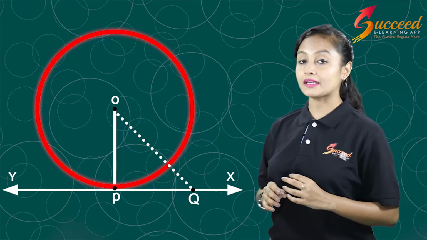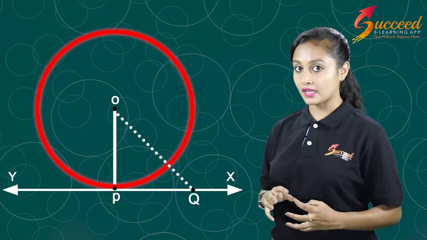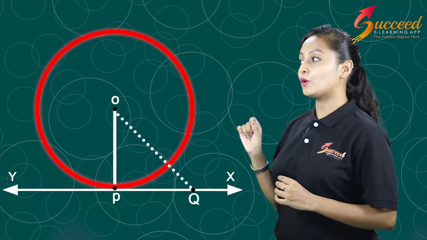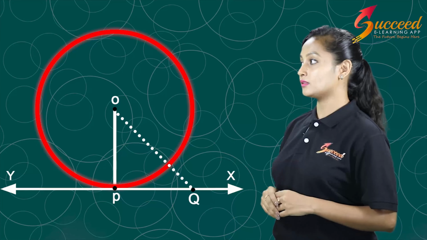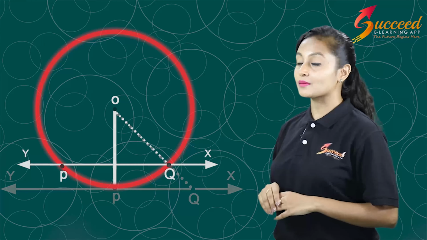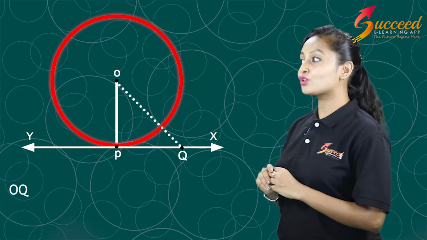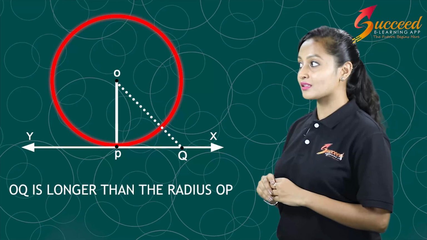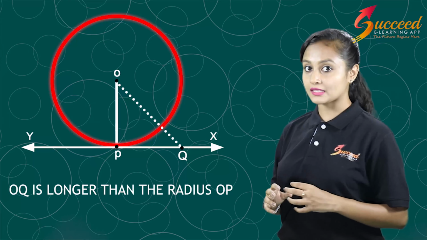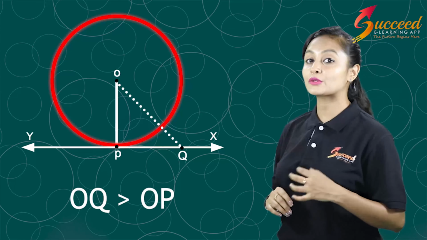Point Q must lie outside the circle. Why? Because if point Q lies inside the circle, then xy becomes a secant and not a tangent. Therefore, OQ is longer than the radius OP, which implies that the length of OQ is greater than the length of OP.